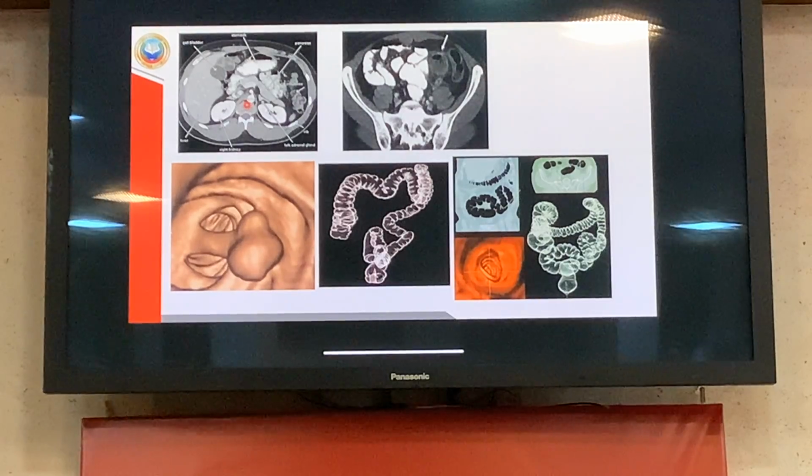This is a CT scan of the abdomen with contrast. Is there any evidence of oral contrast or not?